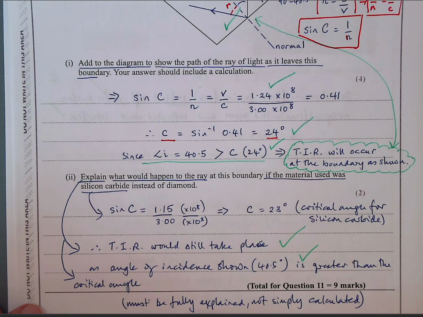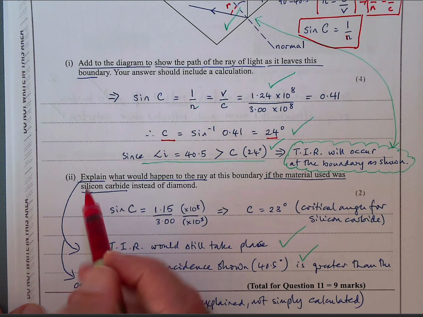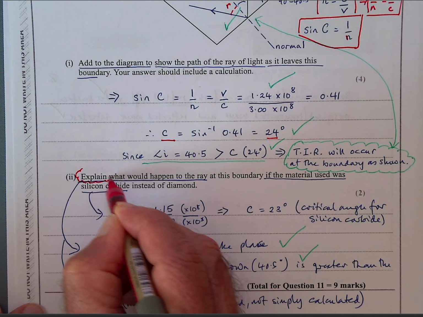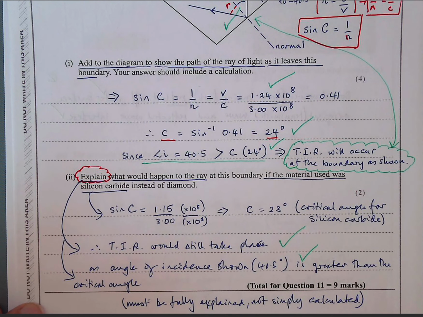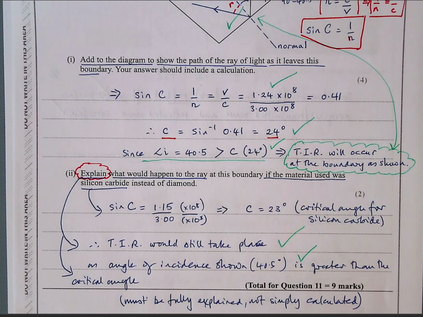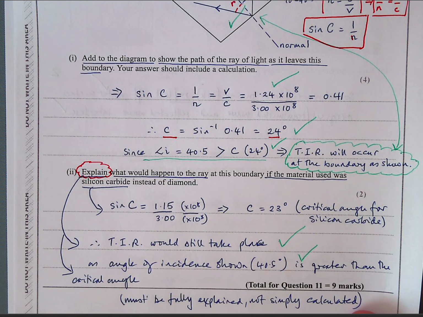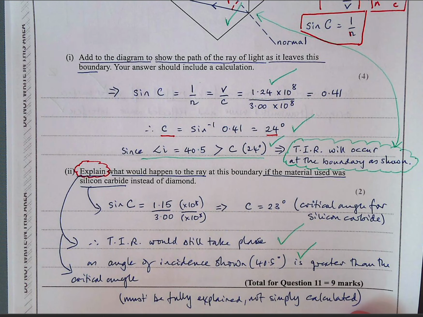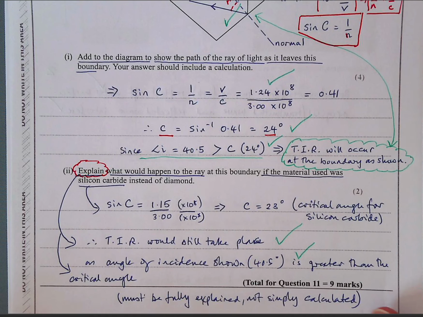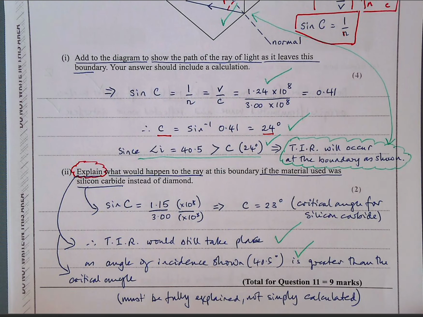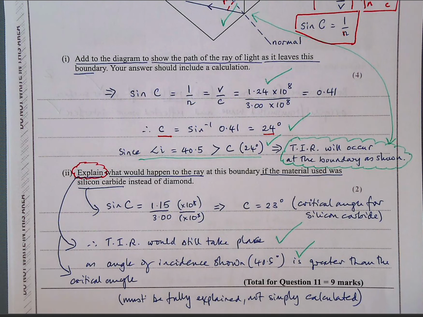Yeah, this must be fully explained, not simply calculated, because when they put explain, they want to make sure you leave no implication in your answer. It must be explicit, so you have to spell it out for the examiner. As I told my students, imagine the examiner sitting in front of you and he keeps saying, okay, but why? And you've got to explain to him: because the angle is still greater than the critical angle. So what does that mean? That means that total internal reflection will still take place.